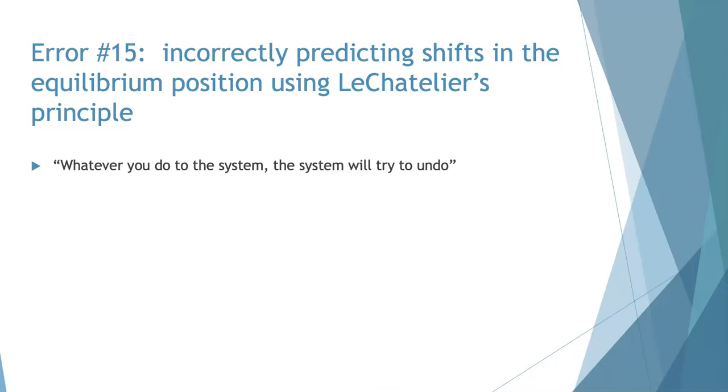The next error I'd like to discuss is incorrectly predicting shifts in the equilibrium position using Le Chatelier's principle. And I think a quick review here might be helpful. What I want you to keep in mind is whatever you do to the system, it will try to undo. That's really what Le Chatelier's principle is all about.